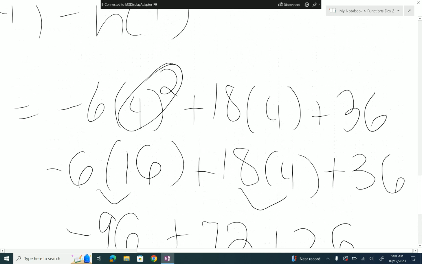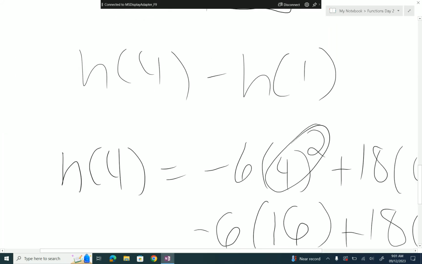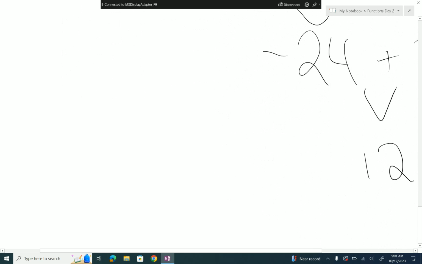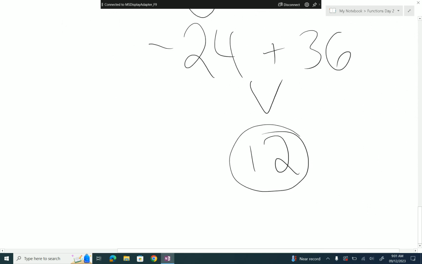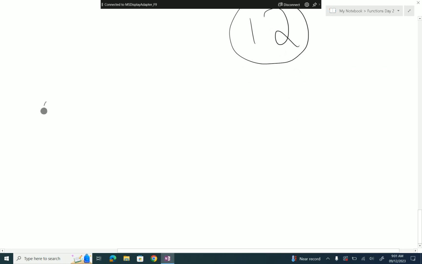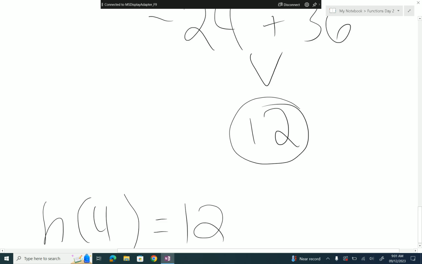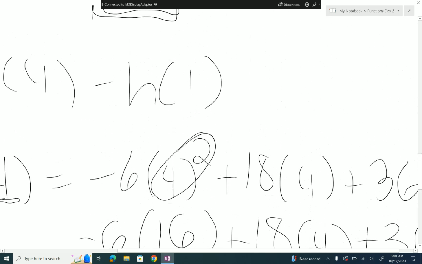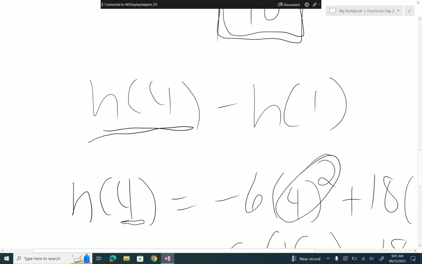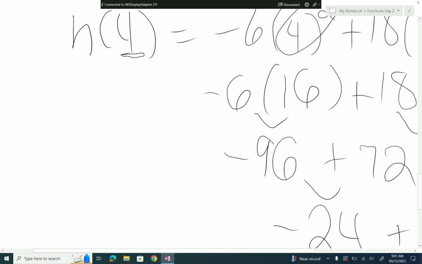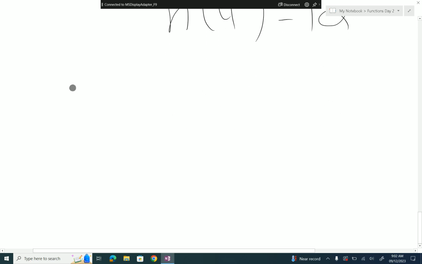So for my input value of 4, when I plugged in 4 for x, I got an output value of 12. So that tells me h of 4 equals 12. So now I want to find h of 1 because my original question was to find h of 4 and subtract from it h of 1. So I've got to find out what h of 1 is now. So to find h of 1, Aiden, where am I going to put 1? Or should I plug it into my equation? My original h of x.